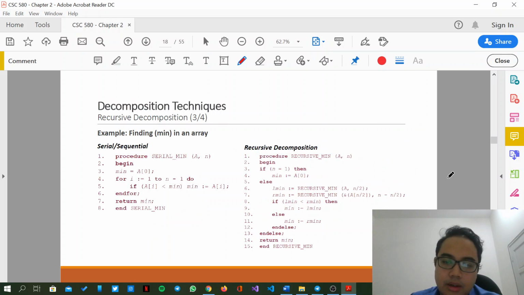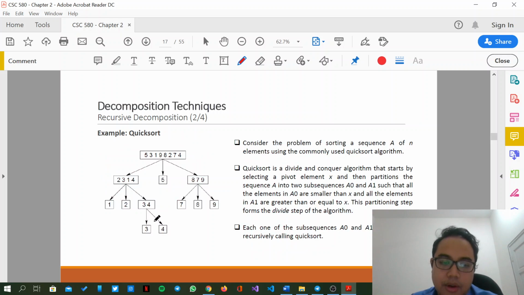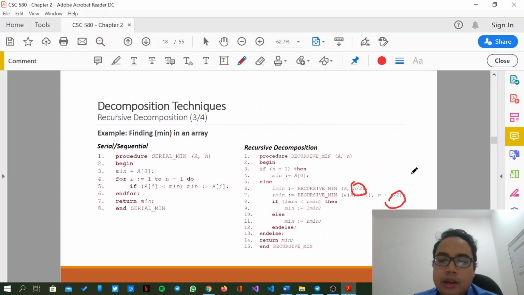Why kita kata dia recursive decomposition? Okay, kita tengok ini ya. Untuk serial, kalau sequential, kalau kita nak finding the minimum in an array, kita buat macam ni. Okay, kalau recursive decomposition, cuba tengok. Dia akan bahagi dengan 2. We call this divide and conquer. Sama lah macam yang ni. Kita akan bahagi 2, bahagi 2, bahagi 2 sampailah kita akan dapat jawapan dia.